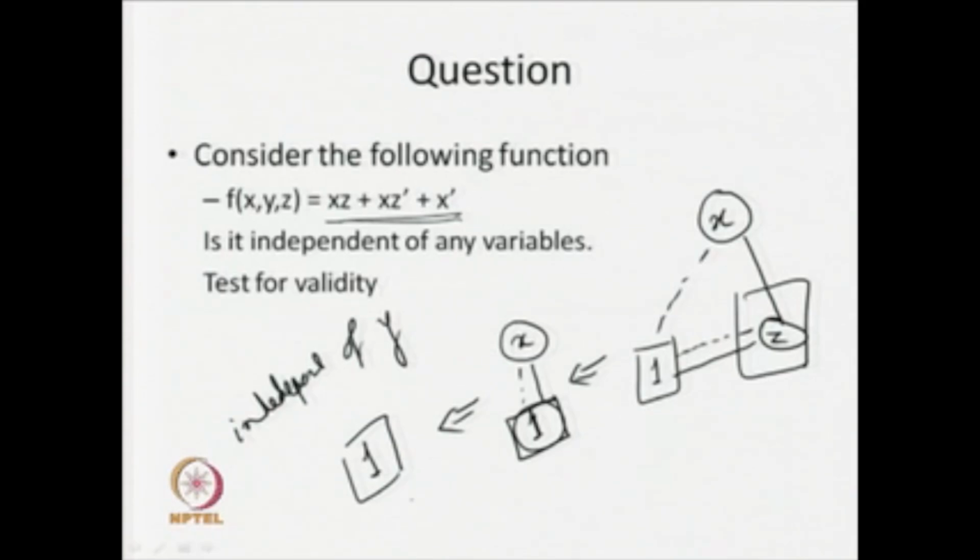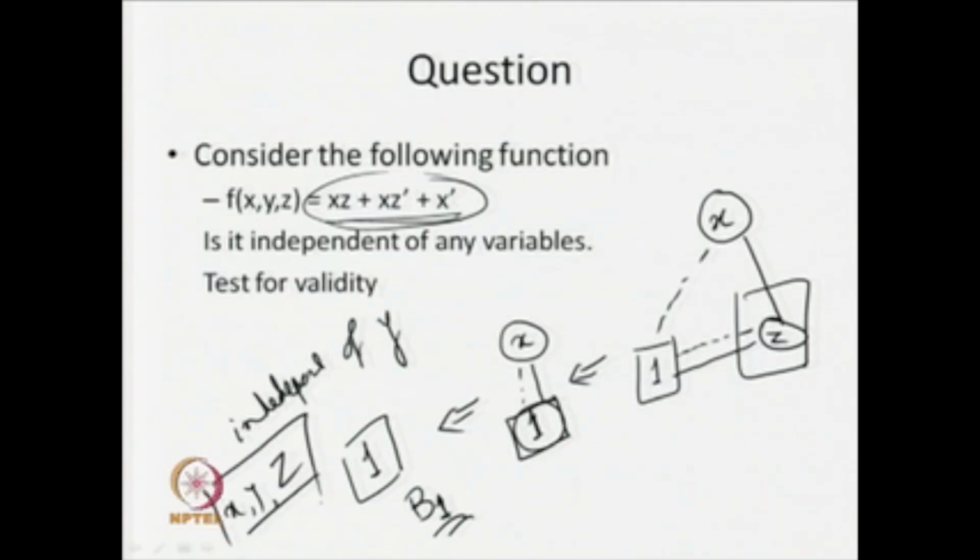So, what BDD am I getting? This is the BDD B 1. That means, for all valuations the function is going to give me 1. Since my resultant BDD is B 1, what I can say is that this is a valid function. Secondly, by looking into this particular function, I have said that this is independent of y. Now, after looking into this particular BDD, I can say that it is independent of x, y and z. That means this function is independent of all these 3 variables.